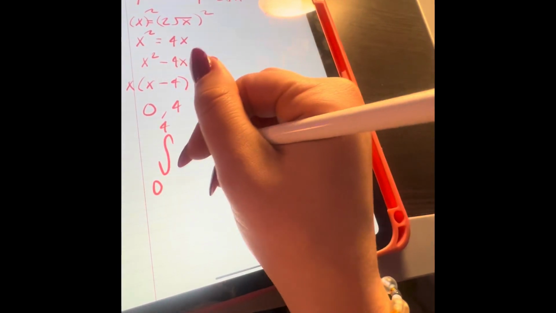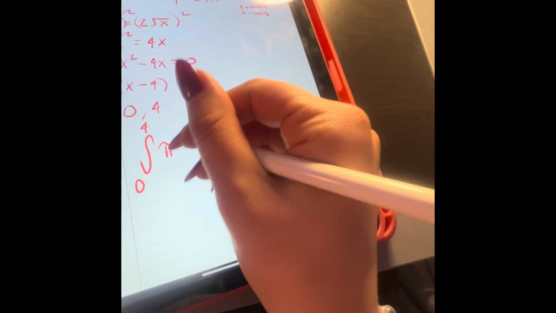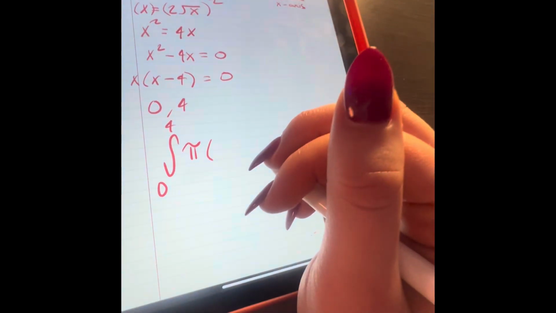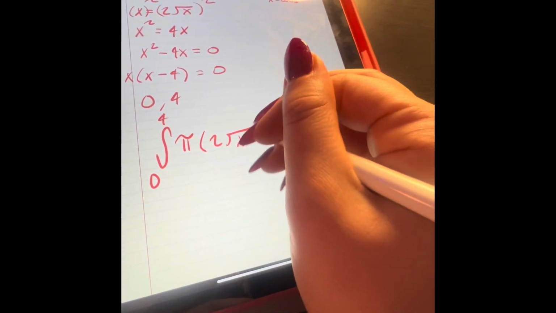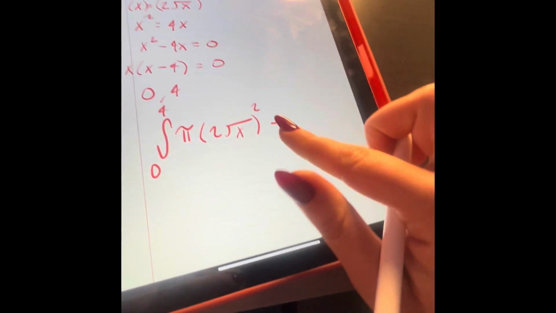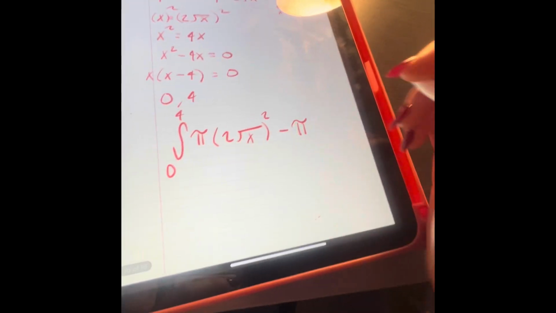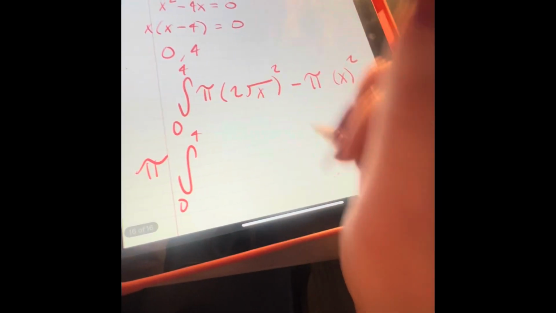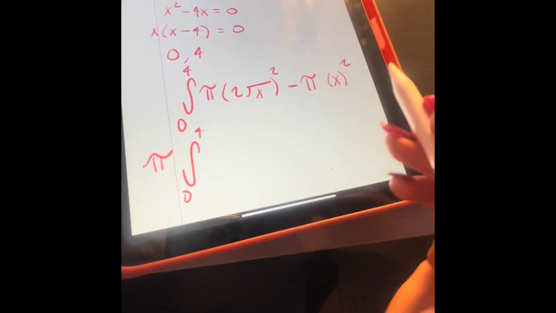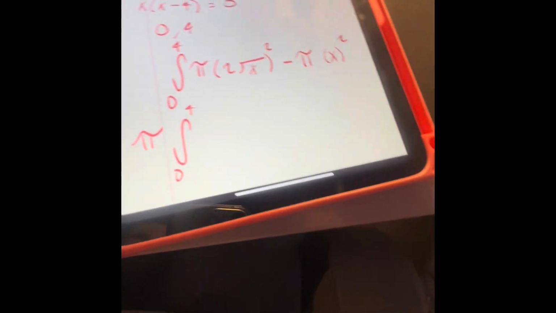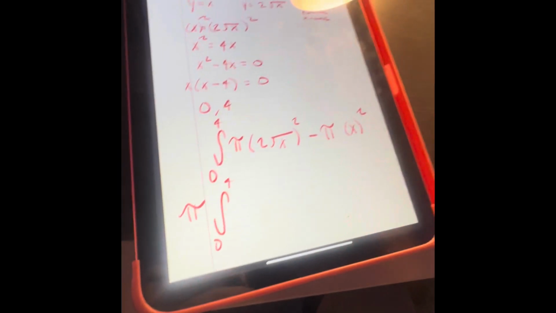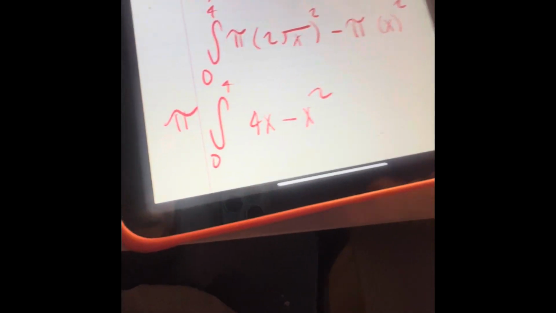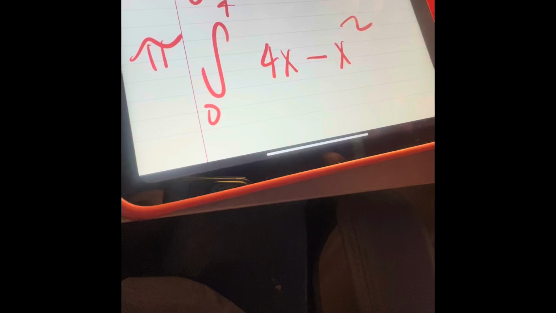So we're going to get the pi, and then our first r, so then we're going to get 2x squared, and then minus pi x squared. So for me, I like to take the pi out and put that back at the end, so then it's just all that. And then I'm going to simplify these so it's just quicker to do the integral. And then from there, getting the integral is pretty easy.